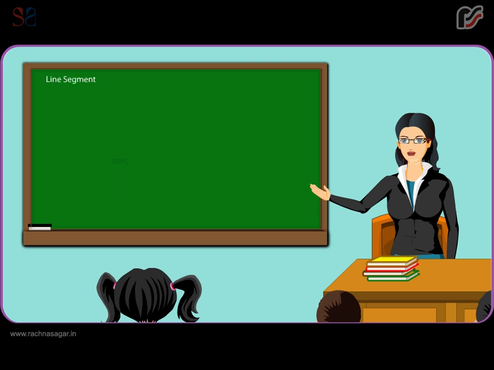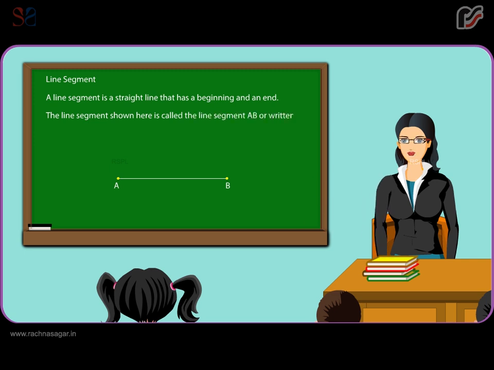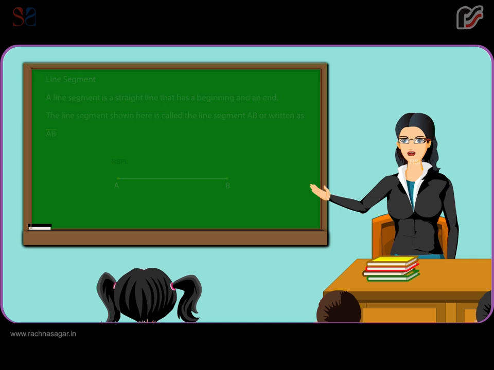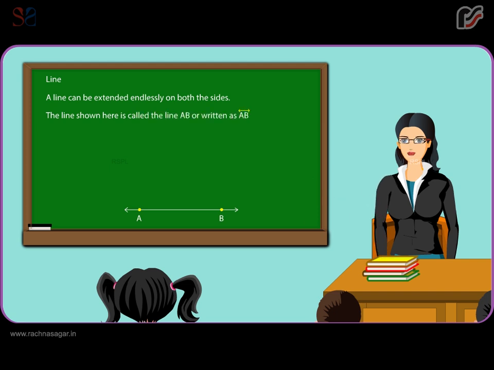Line segment. A line segment is a straight line that has a beginning and an end. The line segment shown here is called the line segment AB, or written as AB with a bar drawn above AB. Line. A line can be extended endlessly on both the sides. The line shown here is called the line AB, or written as AB with a line with arrows on both sides drawn over it.